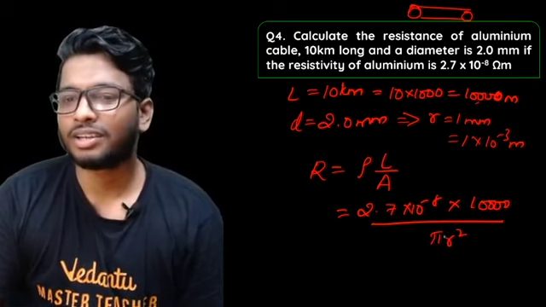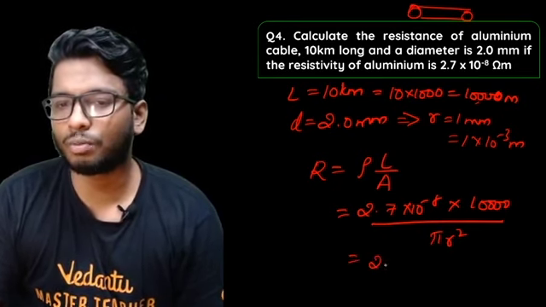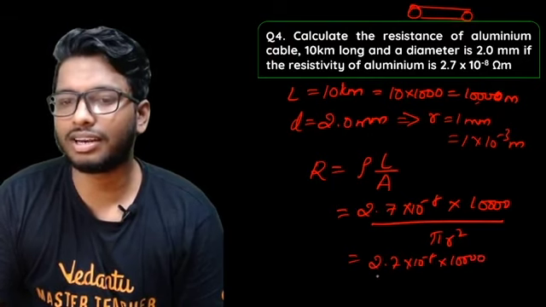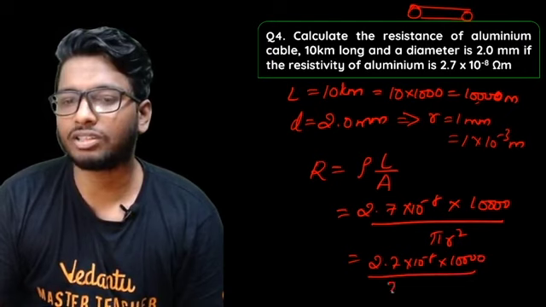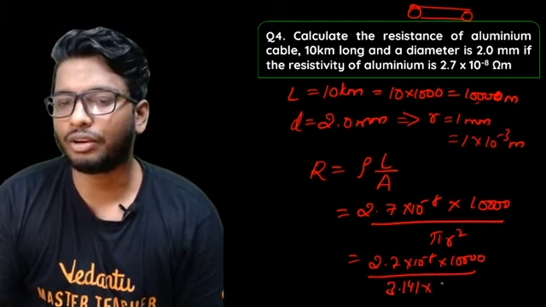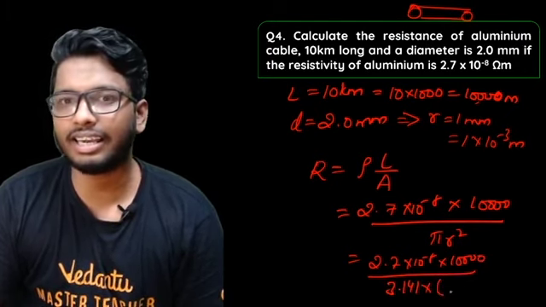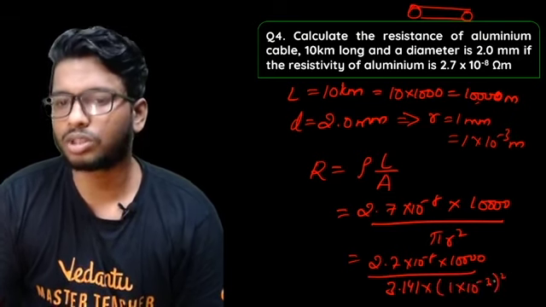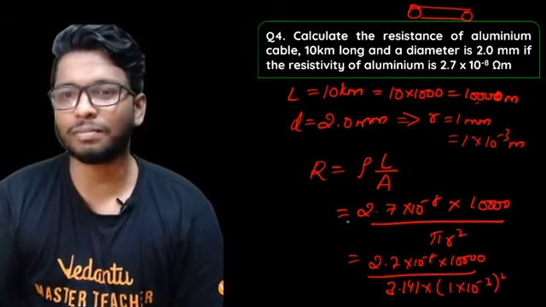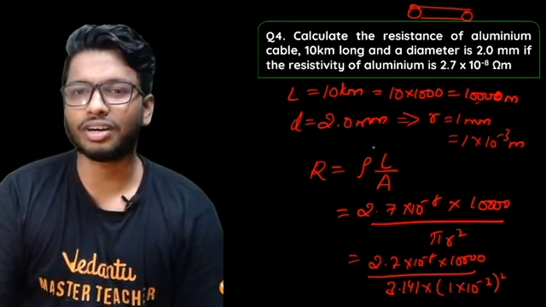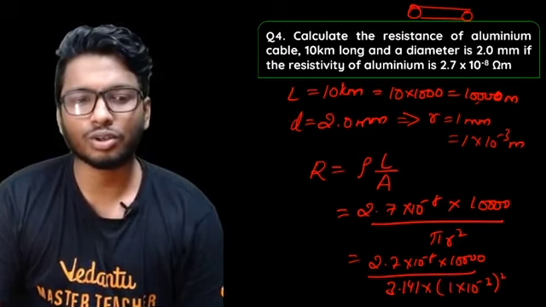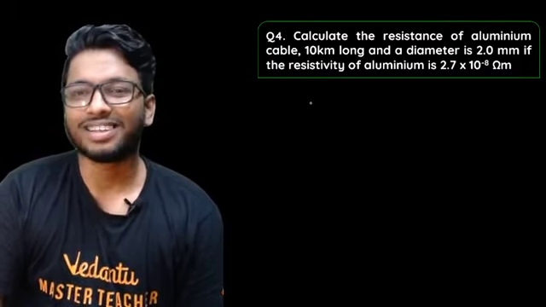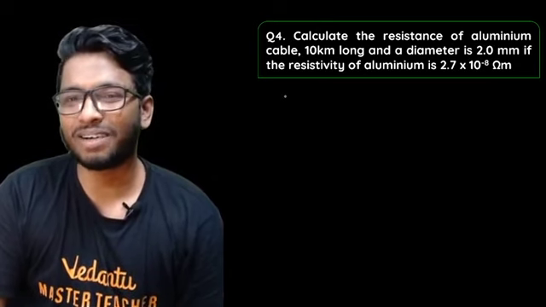Pi r square. So I'll put it as 2.7 into 10 to the power of minus 8 into 10,000 divided by pi, which is 3.141, into r, which is 1 into 10 to the power of minus 3, the whole square. So do the calculation, people. I wish I had enough space to do it. I'm going to erase the first part, oh, I just erased everything. Okay, so I'll just write the last part once again.